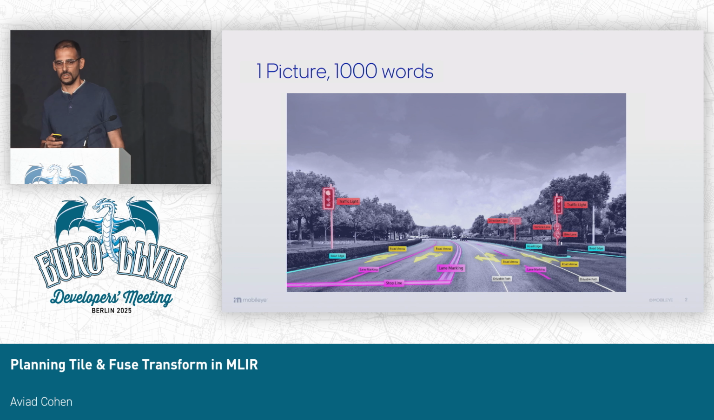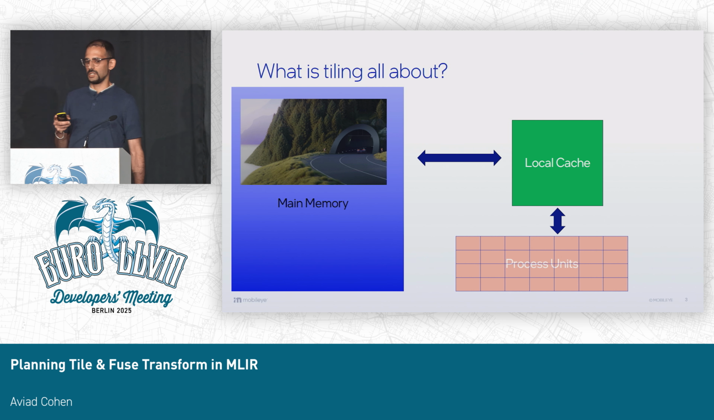Okay. So some of you may not have heard of what tiling is. So let's start with tiling. Say you have a process unit and you have a main memory, but the process unit cannot directly access the main memory. Instead, you have a cache. And the cache is much faster than the main memory, but also much smaller.